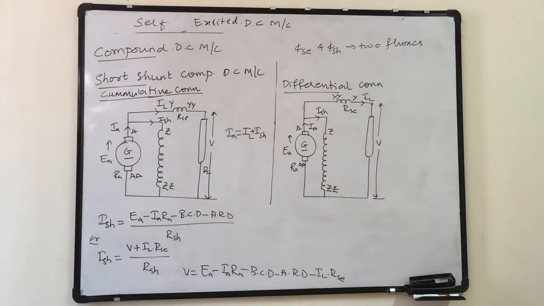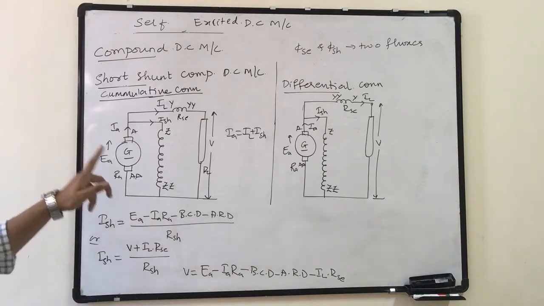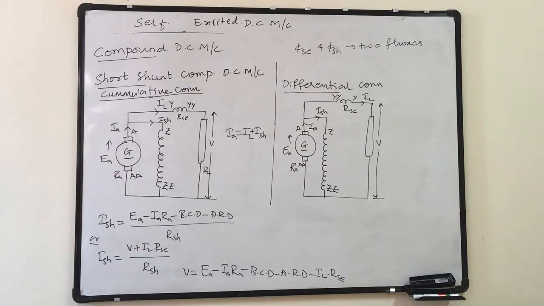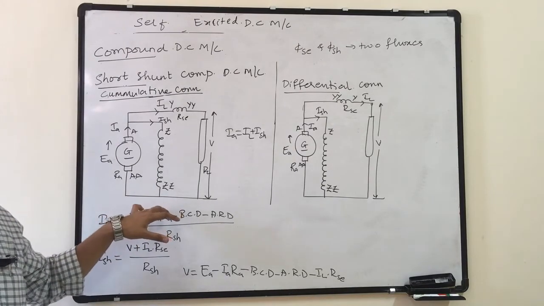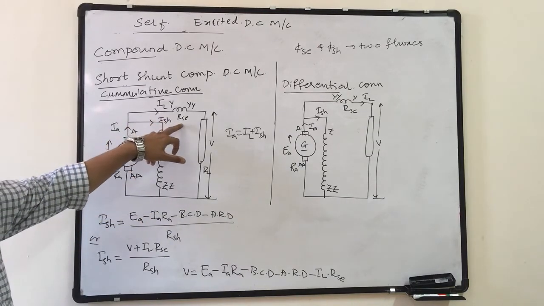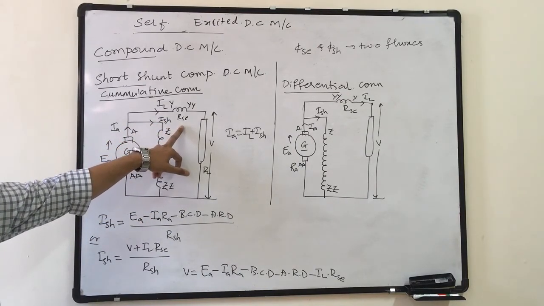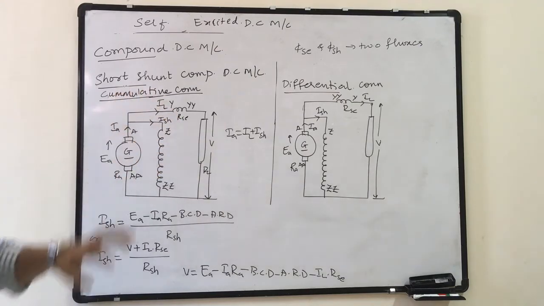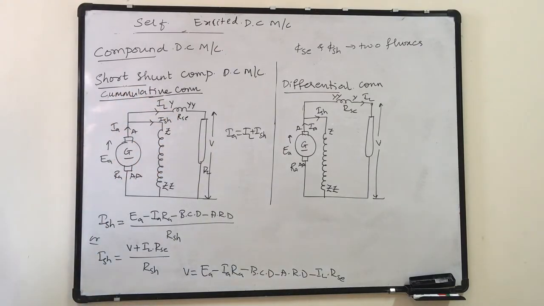Which is the most advantageous compound machine? Out of four, it is the cumulatively connected short shunt DC compound machine, which will give the larger flux with lower currents, lesser voltage drop across the series field resistance, and lower copper losses in the series field resistance. So this is all about the classification of DC machines. In the next class we will look into a few examples on DC machines based on this classification and the EMF equation, and will close the DC generators. Okay, so thank you.